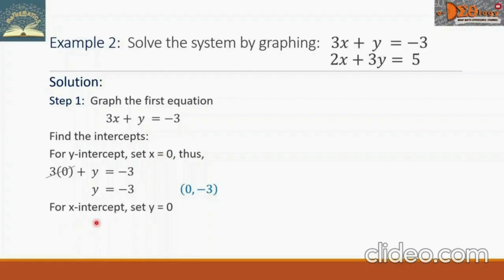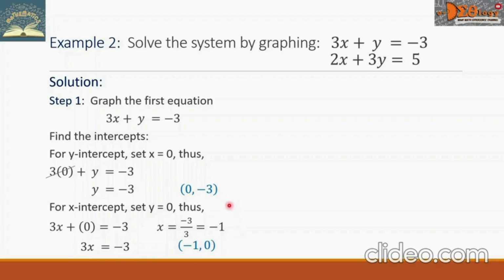Then we go for the x-intercept. We set y equals 0. For this equation, we have now 3x plus 0 equals negative 3. Or simply we write 3x equals negative 3. We divide this equation by 3, so we have x equals negative 3 over 3, and this is negative 1. And that would be negative 1, 0. X coordinate is negative 1, while y coordinate is 0.